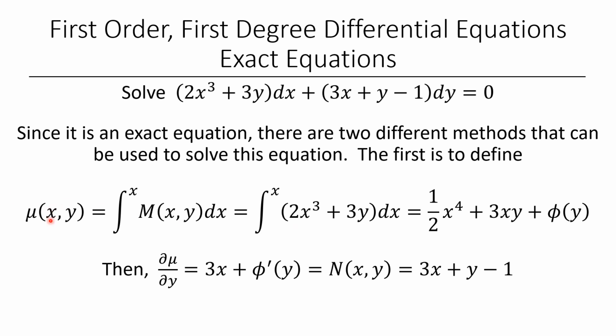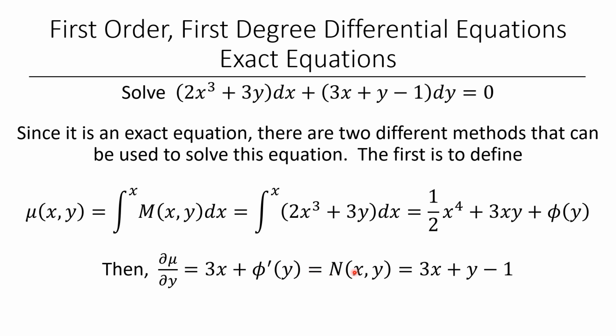So now that we have our mu of x and y defined, we now want to take the partial derivative of mu with respect to y. Remember, we integrated with respect to x, but now we're taking the derivative with respect to y. So when we do that, the first term, 1/2 x to the 4th, has no y dependence, so it's 0. For 3xy, the y goes to 1, so we have 3x. And then we'll just signify that we're taking the derivative of whatever this function of y was.